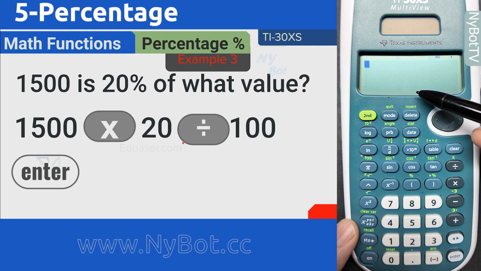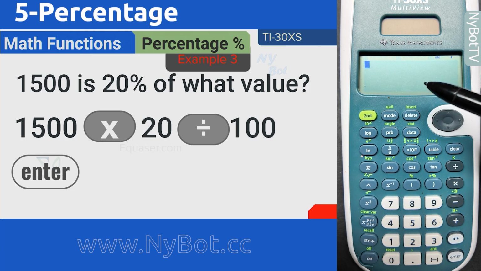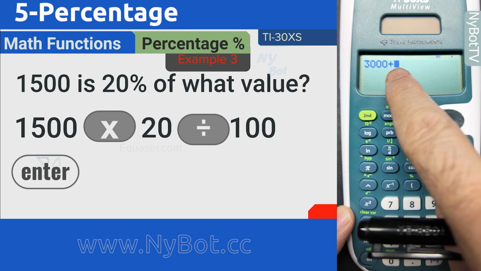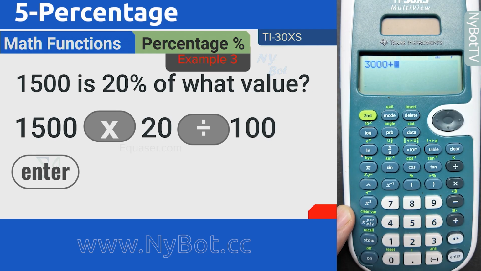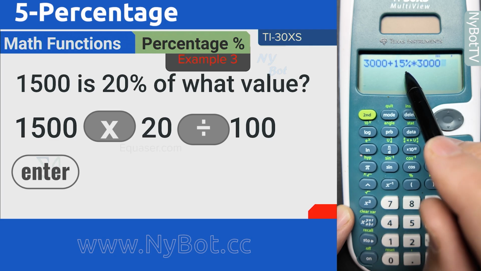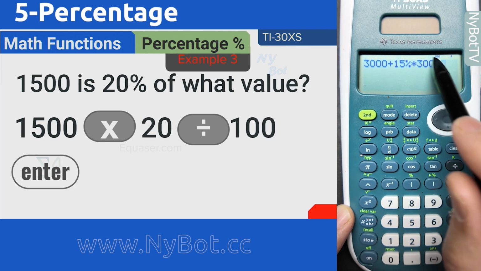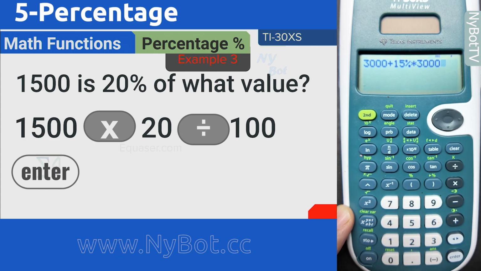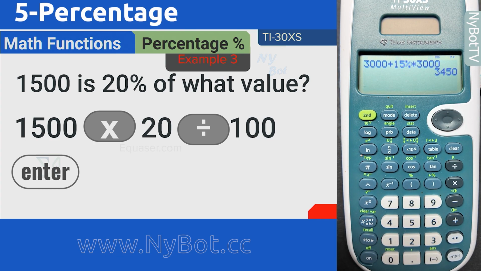I'll give you two more examples here, let's say you want to add tax or add some percentage. Let's say you have 3,000 and you want to add 15% tax on it. For that, we say 3,000 plus 15 shift percent times 3,000. So this is very simple. That's 15% of 3,000 plus this value. So we are adding 15% to that. So that is now the value.